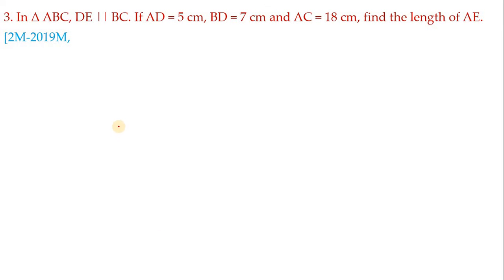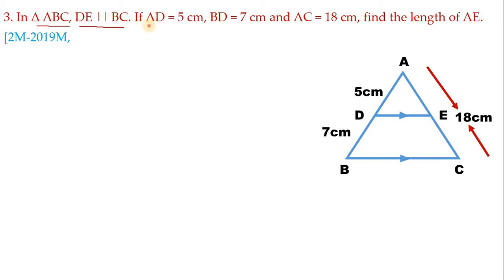Next, let us move on to another problem, children. In triangle ABC, DE is parallel to BC. If AD equals 5 cm, BD equals 7 cm, and AC equals 18 cm, find the length of AE. 2-mark problem asked in the year 2019 March paper. And this is the given figure, children.